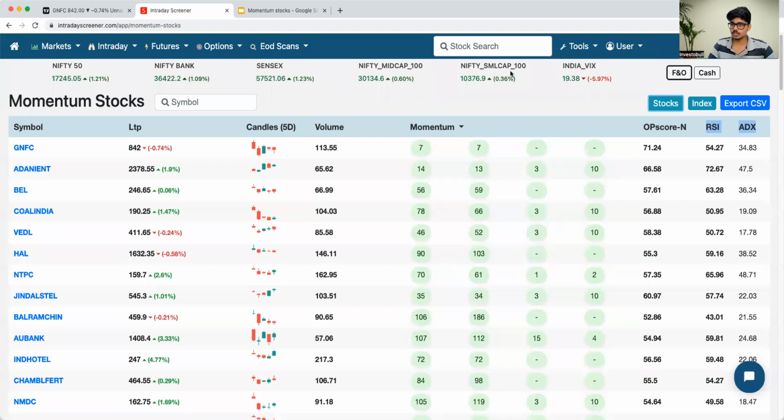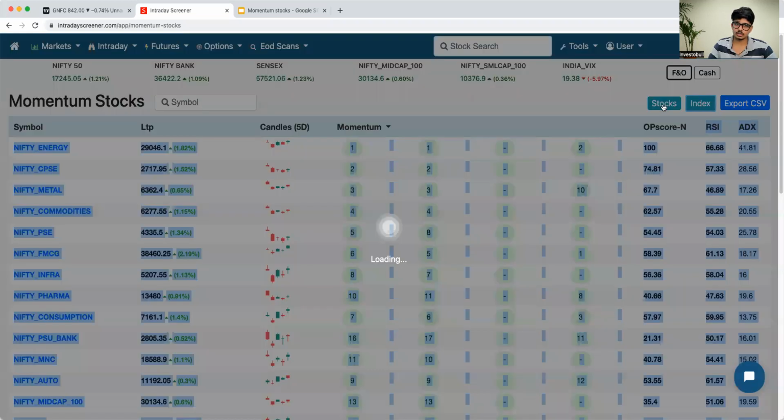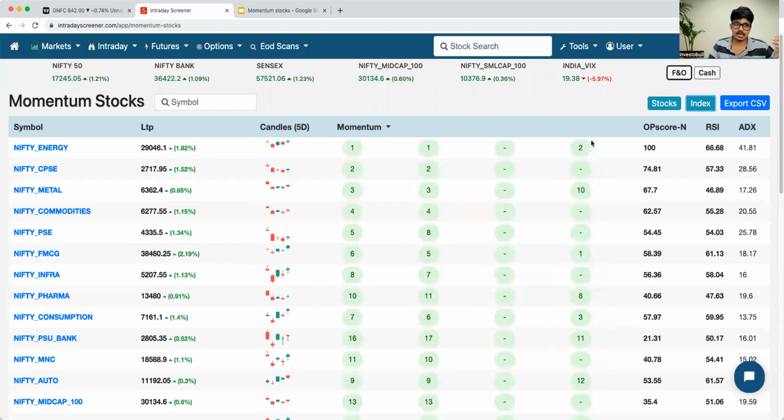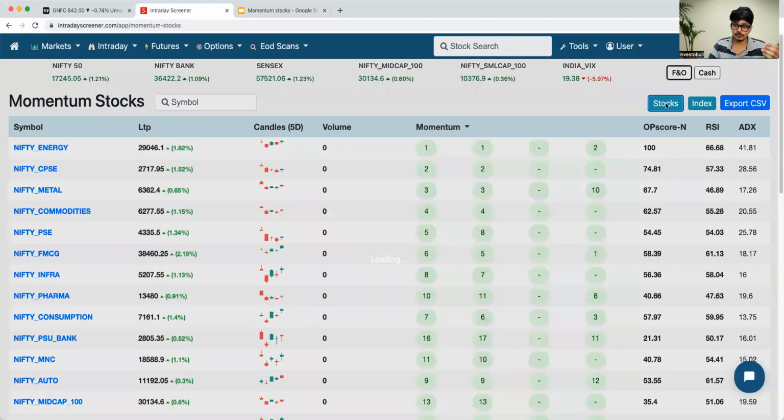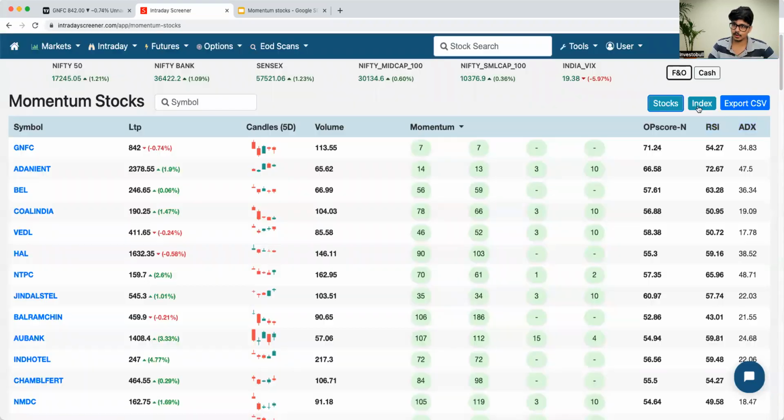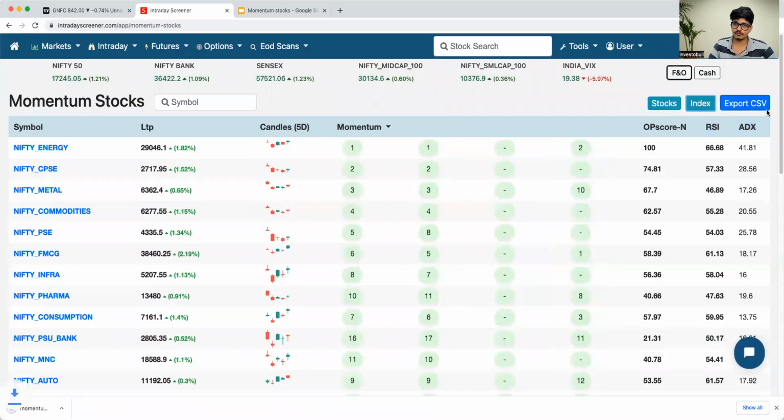Here you can switch the toggle between index and stocks if you want to see how the stocks are performing and how the indexes are performing. You can also export the file just by clicking on export CSV. Based on this, you can analyze the other stocks as well.